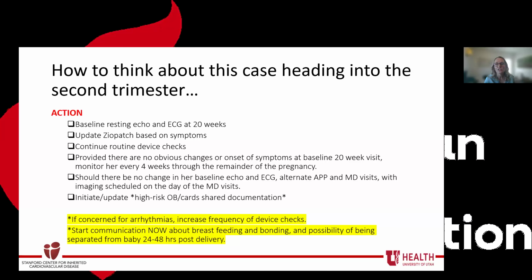If there are no obvious changes or onset of symptoms at 20 weeks, we monitor every 4 weeks through the remainder of the pregnancy. That's not with testing, it's just a communication touch point every 4 weeks. Every 8 weeks from 20 weeks on, we do a baseline, a repeat echo and EKG, alternating with physician or advanced practice provider. And then at each touch point, we initiate and update the high-risk OB cardiology shared documentation. If you're concerned for arrhythmias, increase the frequency of the device checks or send out a Zio.